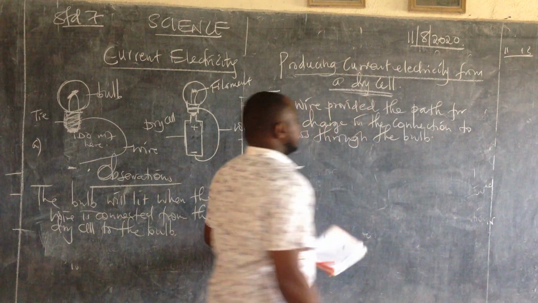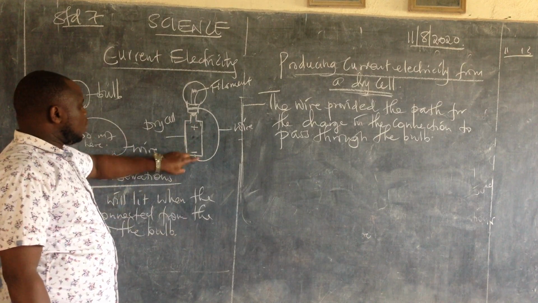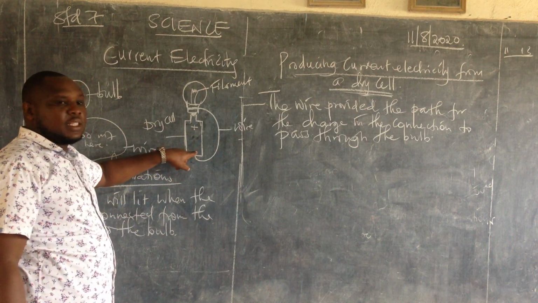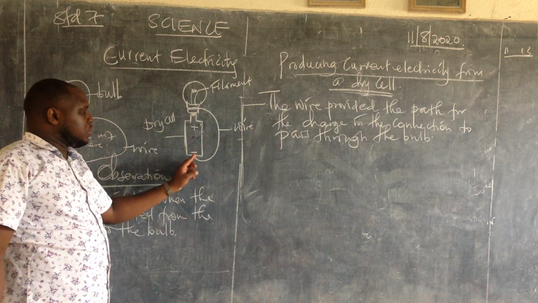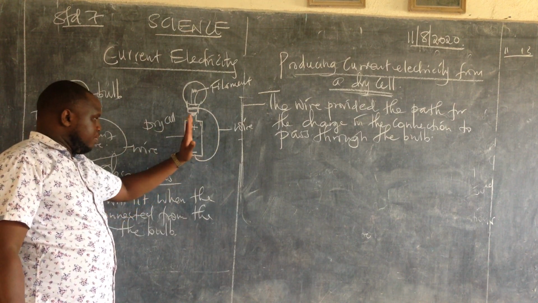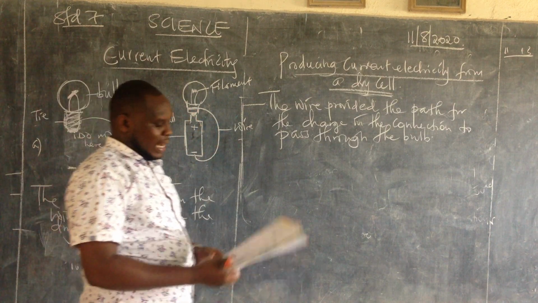So remember what I said, that our wire here becomes the connector. Without this wire, charge will not come from the dry cell to the bulb. But whenever we include the wire, it will transmit the charge from this dry cell through the wire, then to the bulb, for the bulb to be able to light.